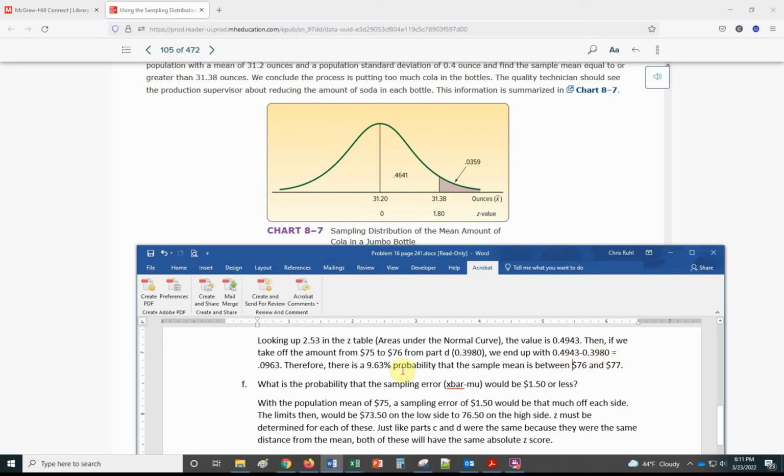We took off the amount from 75 to 76, and that made it way smaller. That'd be like, if this was 76 to 75, it'd be all this. It's actually over here, it's even more. And then all we're talking about is the amount that's left, which is kind of small, and that's why it's under 10%.